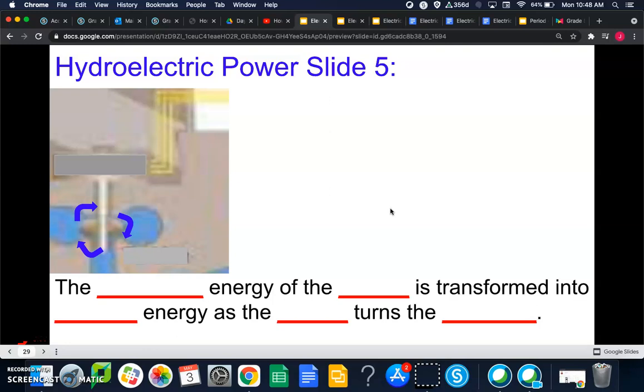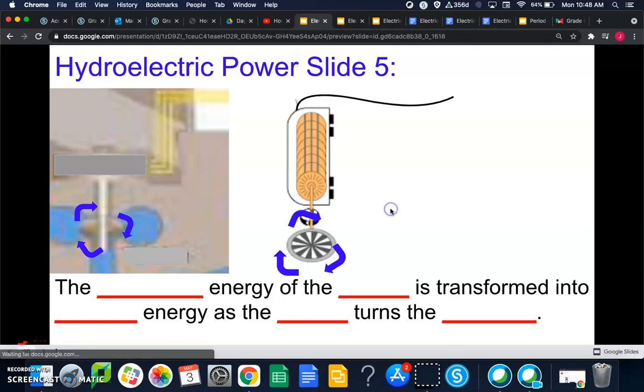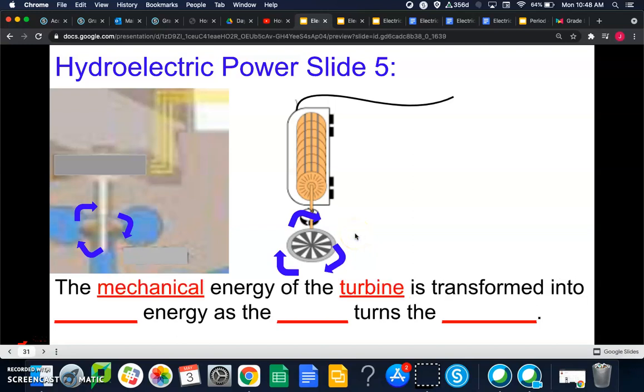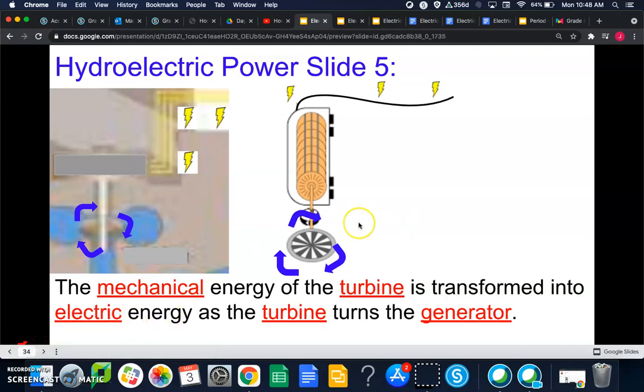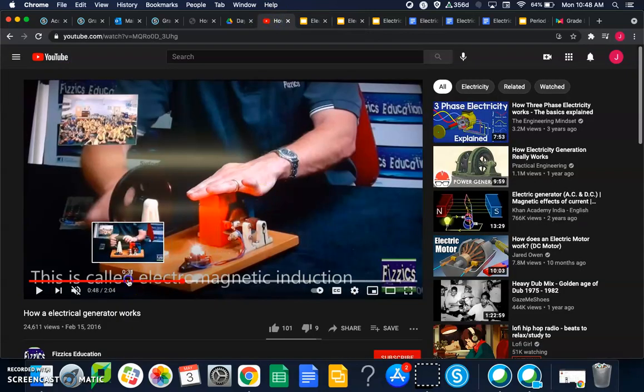So what happens here is as you spin the turbine, and I've got a better picture of a turbine here, we're spinning the turbine. Well, what happens when you spin a turbine is that the mechanical energy of the turbine turns the generator, and that's this part right here, or it'd be this part on the hydroelectric dam. And so as you spin that generator, you generate electric energy or electricity.